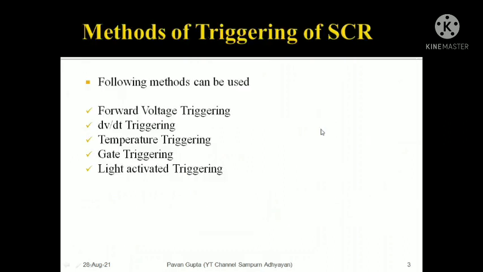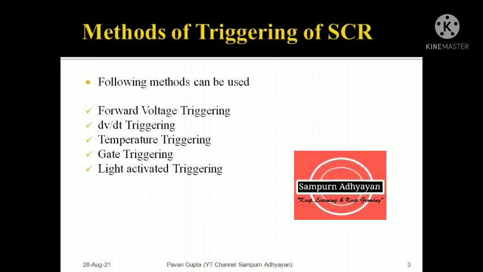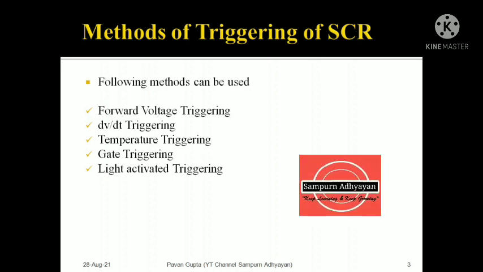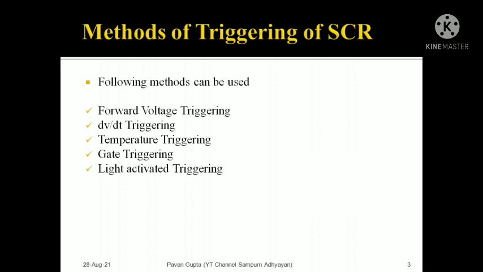You can see that here I have also listed the methods of triggering. The following methods can be used. First, the forward voltage triggering, when you apply some high voltage across the anode to cathode and gradually increase it from 0 to some high value. After a certain value of the voltage it will start conducting, but it can damage your SCR also.